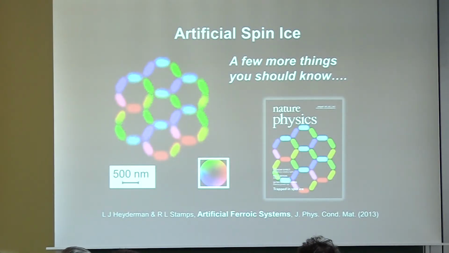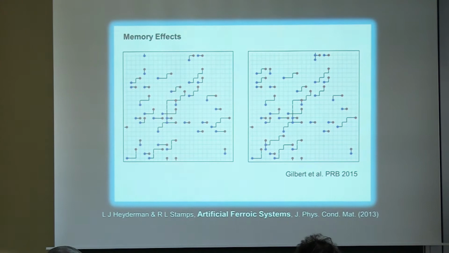I now come towards a few conclusions, and I always show this image basically because I like it, but mainly because it looks like a stained glass window and it's like looking through a window into the future. But I'm going to use this to tell you a few more things that you should know about artificial spin ice.